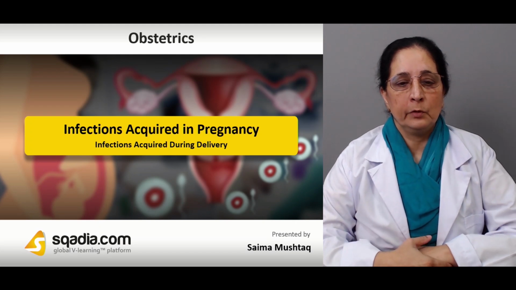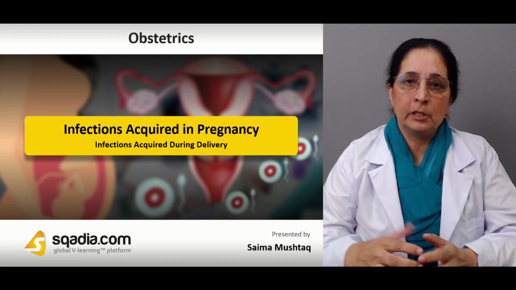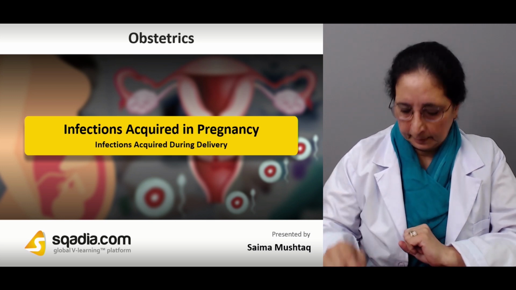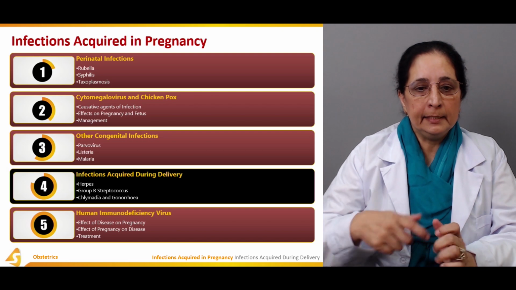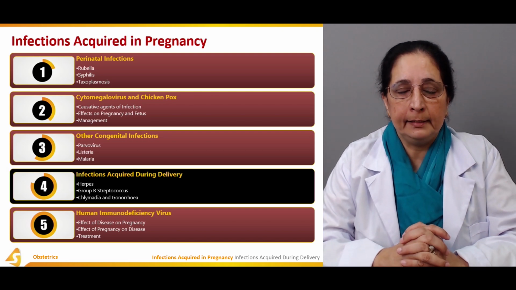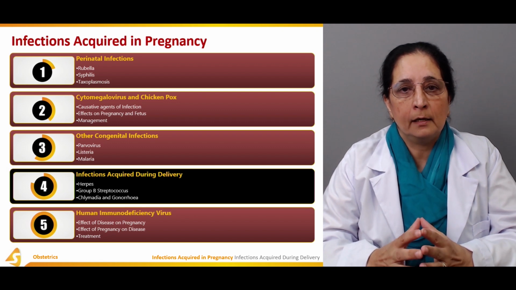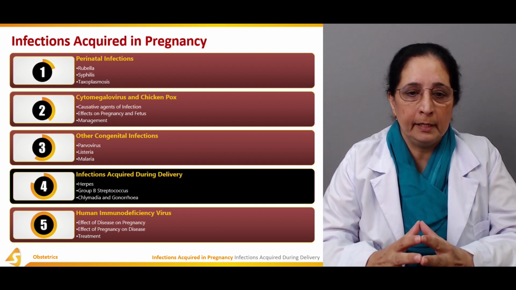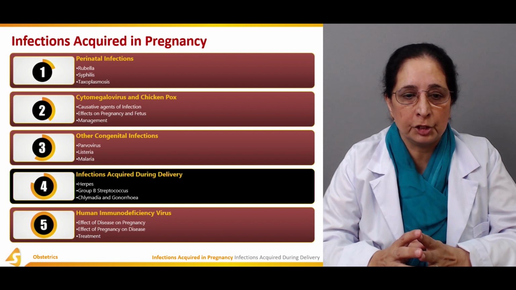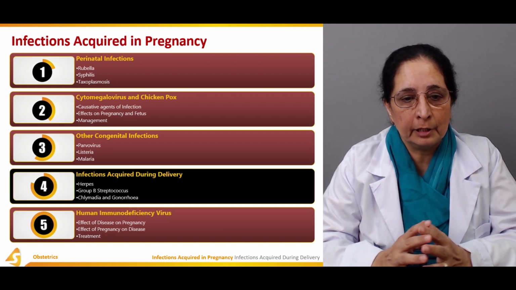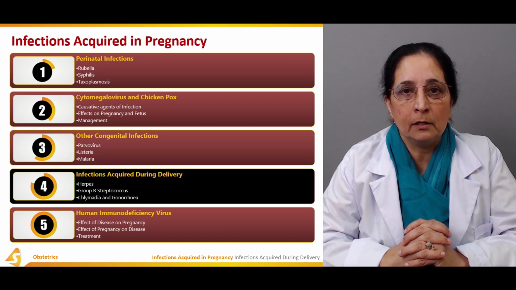Now, in this fourth section, we will talk about some infections that are acquired during the delivery. These infections, which can affect the baby during the delivery or that are acquired during the delivery, include herpes infection, then we have group B streptococcus infection, chlamydia and gonorrhea.